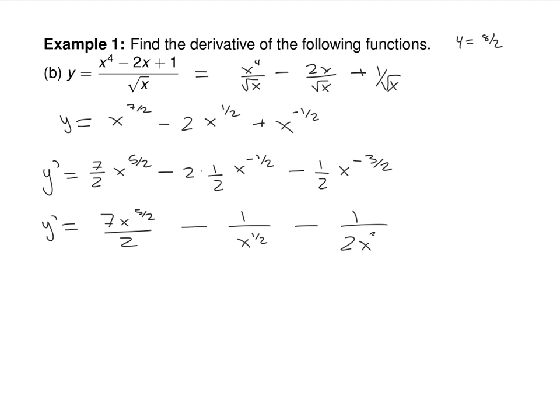It would have gotten really messy if you just brought the root x out and did the product rule. It would have been uglier. Not maybe as bad as the quotient rule, but it would not have been that pretty either. This really is the best way.